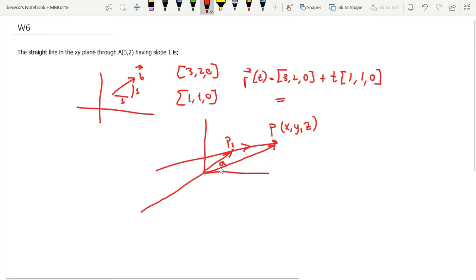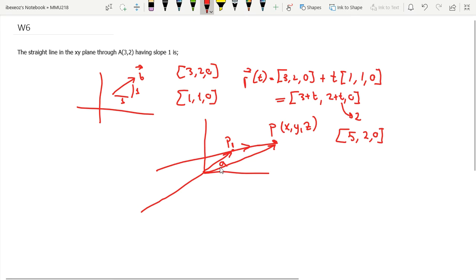So we could write each component as such: 3 plus t and 2 plus t, 0. So at time, let's say 2, where will be my particle? It will be at, for example, 5, 2, 0 coordinates. All right.